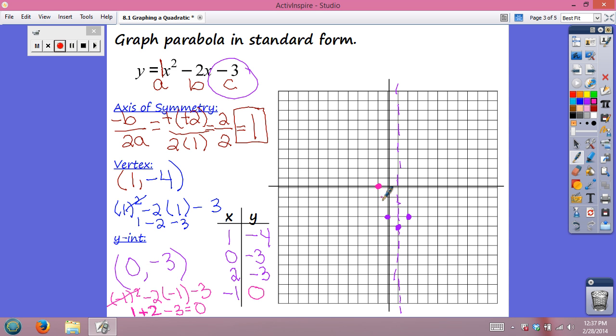And again, mirroring across this axis of symmetry, we are 2 away on this side, so we need to go 2 away on this side. And that point will be at 3, 0. So we have all 5 points here. Go ahead and draw your parabola. And that is how we graph using the standard form.